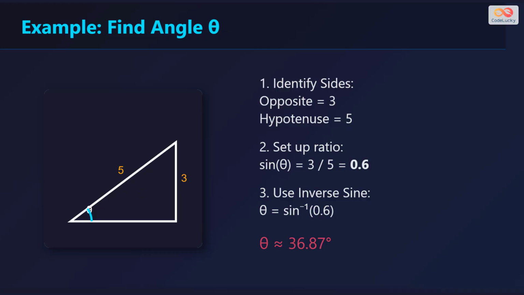Let's look at a concrete example. Here we have a right-angled triangle. We know the opposite side is 3 and the hypotenuse is 5. First, we set up our ratio. 3 divided by 5 is 0.6. To find theta, we take the inverse sine of 0.6. This gives us approximately 36.87 degrees.